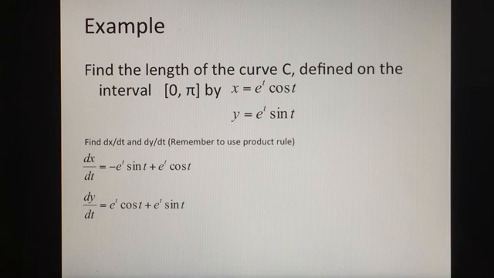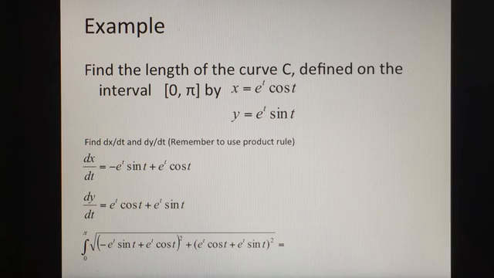And now we can use that formula. So we've got the integral from 0 to pi of the whole square root of that, so we've got f prime of t squared plus g prime of t squared, and that's equal to 31.3112.